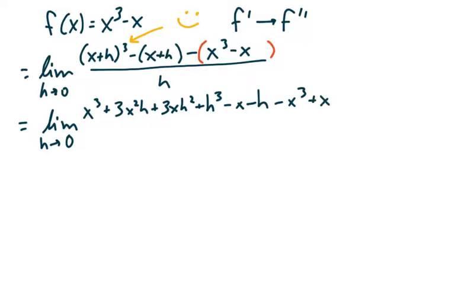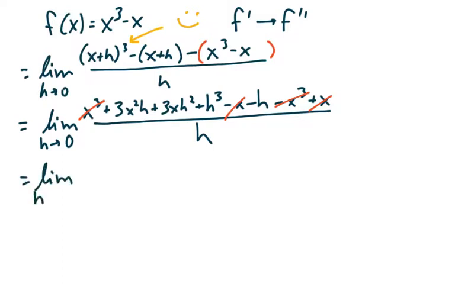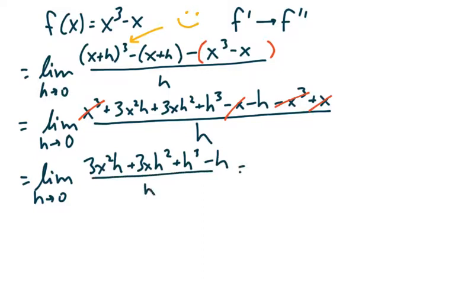All right, looking pretty hot. All right, take a breath. Now, let's see what's going to cancel. How about the x cubed? Poof, poof. And the x? Poof, poof. And remember we said, you did it right if you have h's in every term that's left in the numerator. How about 3x squared h plus 3xh squared plus h cubed minus h. Everything has an h, which is beautiful.